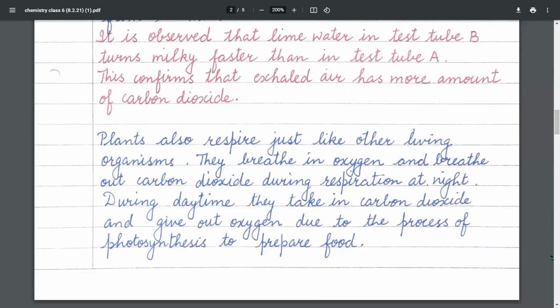Plants also respire, just like other living organisms. They breathe in oxygen and breathe out carbon dioxide during respiration at night. During daytime, they take in carbon dioxide and give out oxygen due to the process of photosynthesis to prepare food.